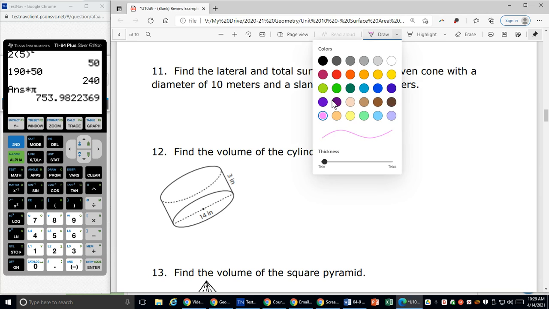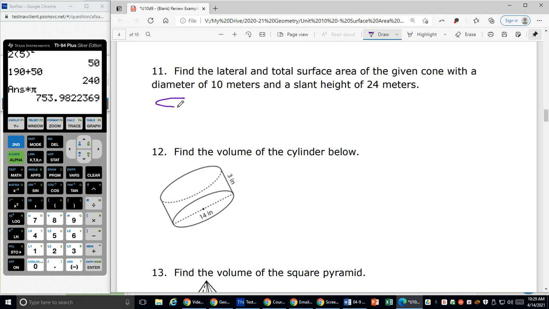So I have a cone that has a diameter of 10. That means it has a radius of 5, because I know I need the radius in the formulas, not the diameter. It has a slant height of 24 meters. I want to find the lateral and the total surface area.